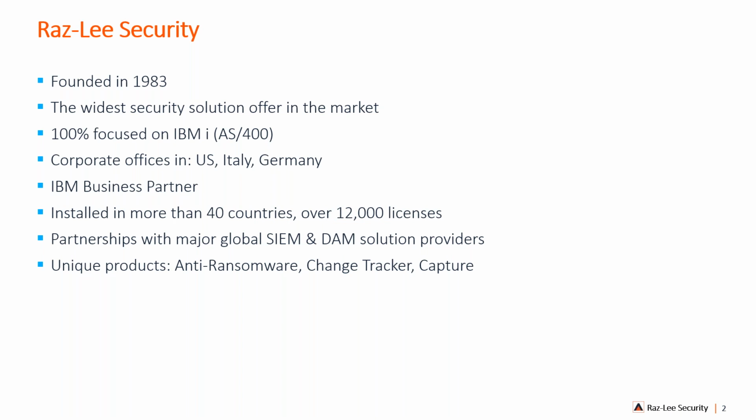A few words about the company. Raz-Lee was founded 35 years ago. Its ongoing mission is to provide security software for IBM i. Raz-Lee has more than 12,000 products licensed and installed in over 40 countries around the world. We have also developed some unique solutions in the market like anti-ransomware, Change Tracker, and Capture.